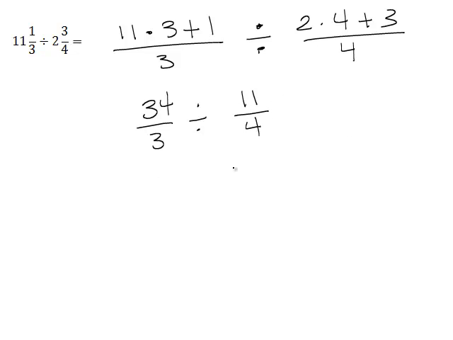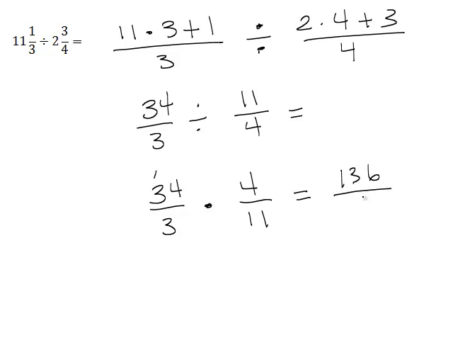Now we have a division of fractions problem. To solve this, we put 34 over 3 multiplied by the reciprocal, 4/11. So our numerators, 4 times 4 is 16. We'll carry the 1. 4 times 3 is 12. Plus 1 is 13. And then over 33.